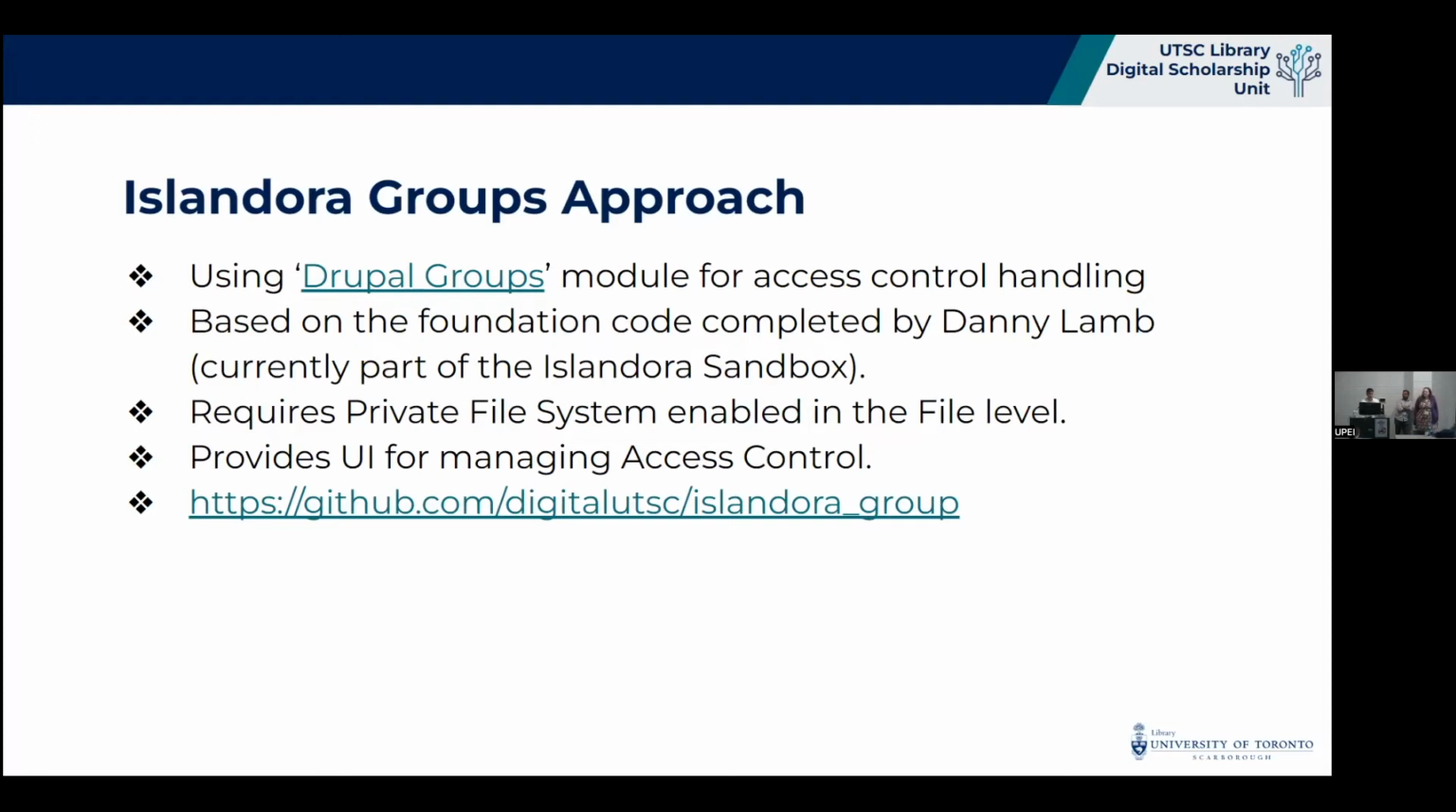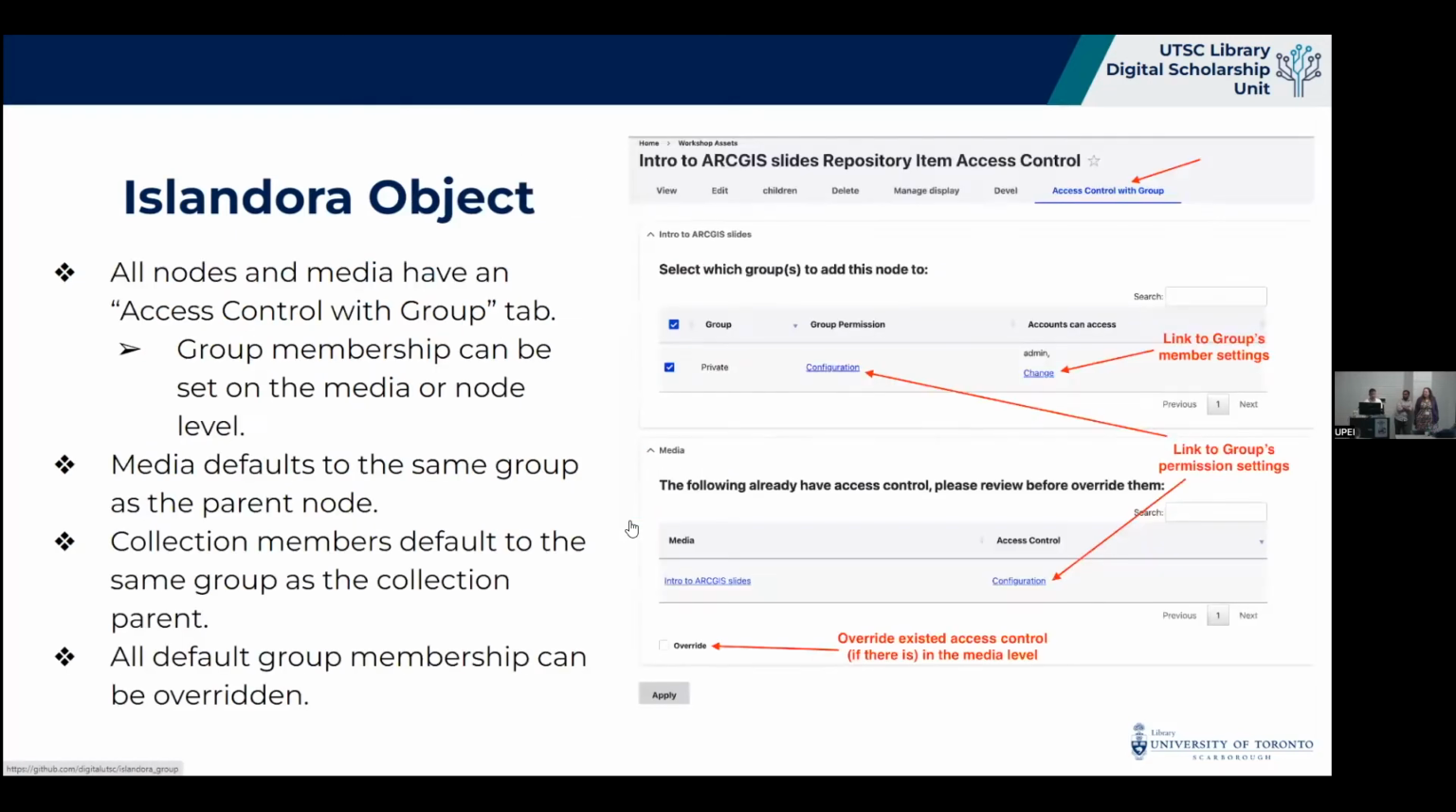And for the storage we didn't use Fedora, so we have to use the Drupal default file system. But the Drupal default file system is actually public by default, and the public file system does not follow any configuration or access control from the group, right? So we have to turn on the private file system, which enables the access control to follow the group config on the file level. And the Islandora Group module actually provides a user interface to manage this access control, which we can show in the next slide. This is the link to the modules.